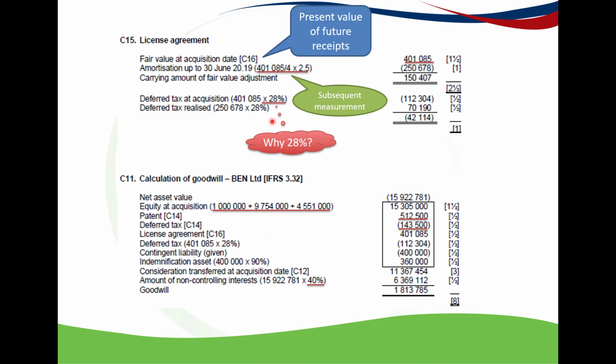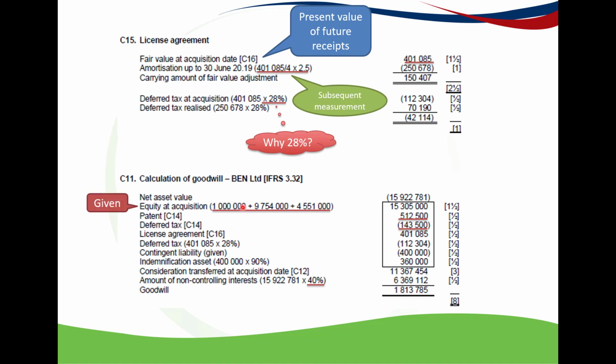Why is it 28%? It's because it has a useful life. The carrying amount of the asset will be recovered through use. For an asset which doesn't have a useful life, like land, or if we state for an intangible asset it has an indefinite useful life, the carrying amount can only be recovered through sale, and then the CGT rate will be applicable.